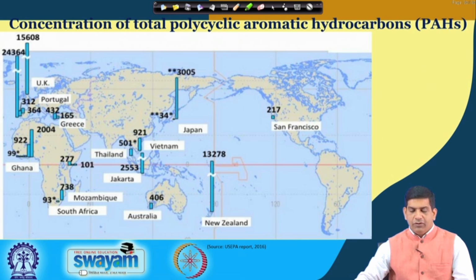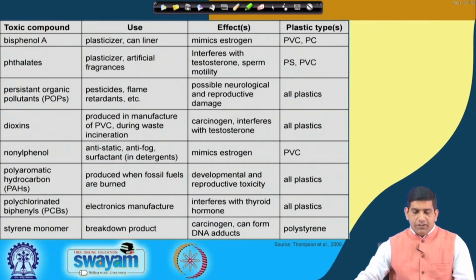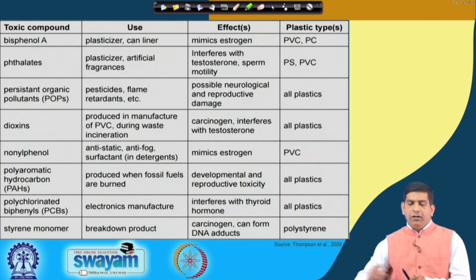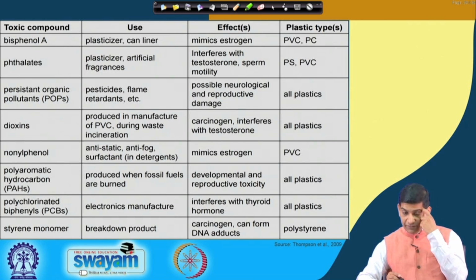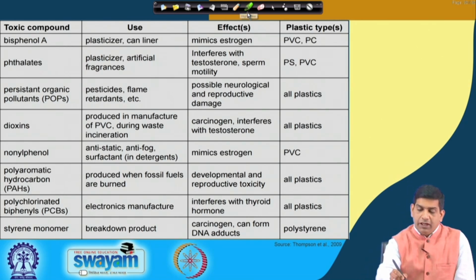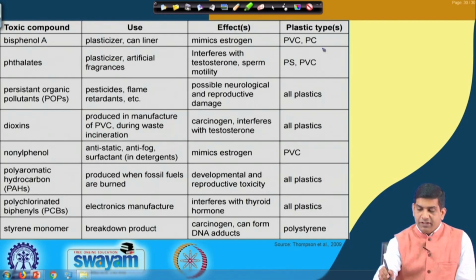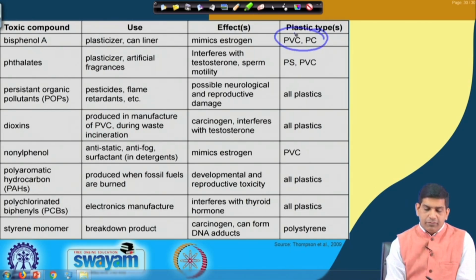Similarly for India, we do not have the data in terms of the total PAH going into the environment from different industrial and other activities happening in the country. So, if you look at where they are used, what the effect is, and in what type of plastic it is used: bisphenol A is a plasticizer, used as a liner for certain cans and other products. It mimics estrogen, so it is an endocrine disruption compound, and it is used in PVC and PC.